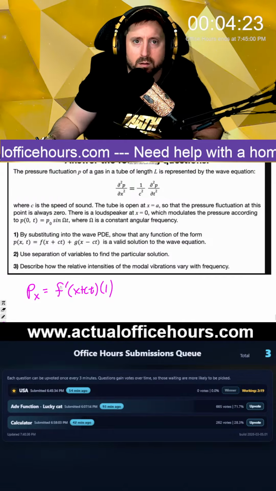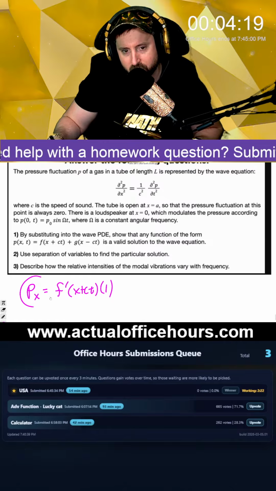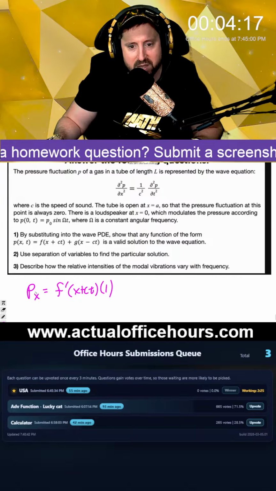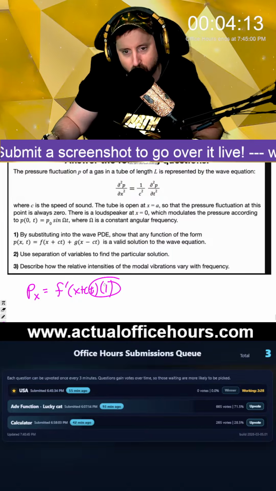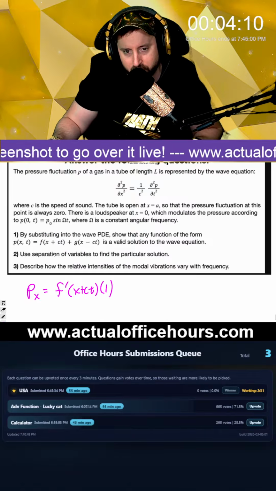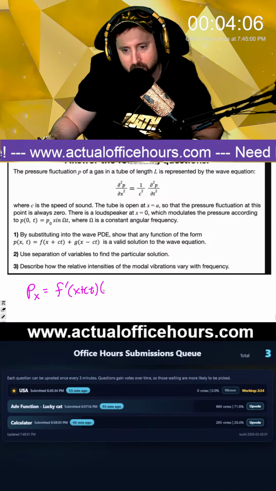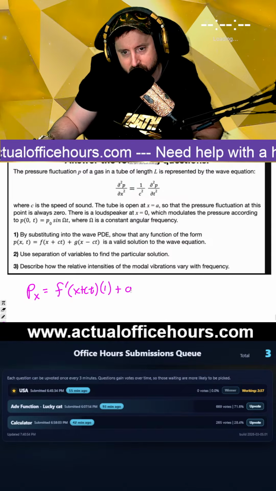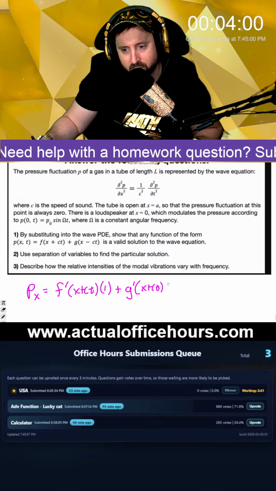By properties of linearity, I think you write the partial of p in terms of t. I think you just do this, right? So p_x would just be f prime of (x plus ct) times 1, right? Because it's the chain rule. And then that's plus g prime of (x minus ct) times 1.